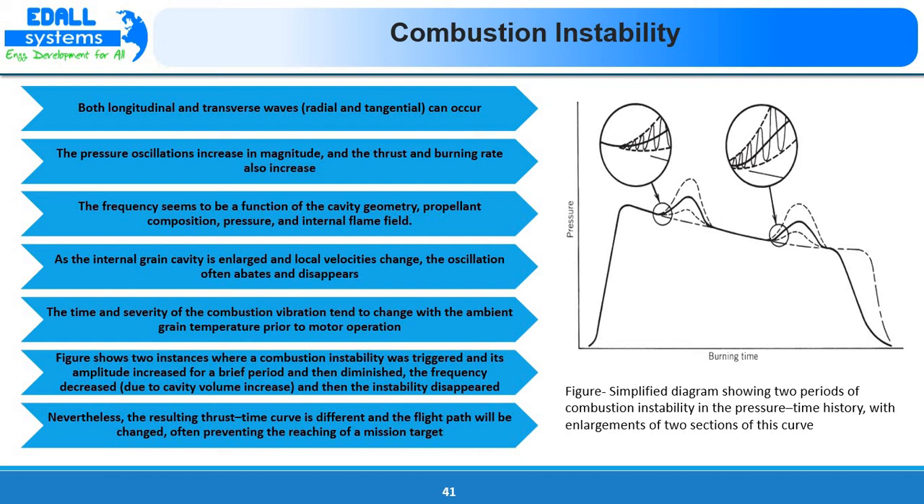The figure here shows two instances where a combustion instability was triggered and its amplitude increased for a brief period and then diminished. Frequency decreased because of the cavity volume increase and then the instability disappeared. Nevertheless, the resulting thrust time curve is different and the flight path will be changed, often preventing the reaching of a mission target. So this combustion instability can cause a change in the thrust time curve and also the flight path, which may prevent reaching the mission target which was designed for the rocket.